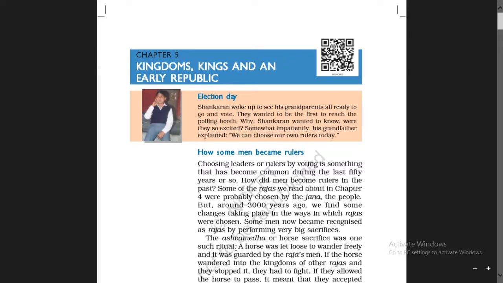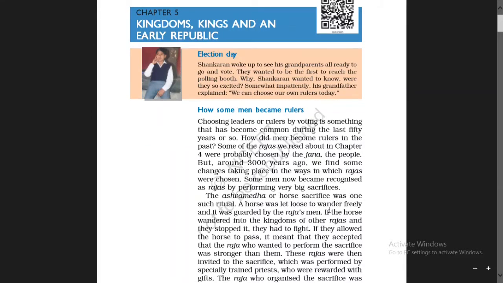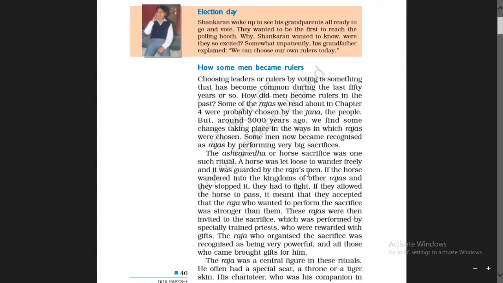In this Ashwamedha, one horse is needed. Here you will learn how it happened. This Ashwamedha or horse sacrifice was that type of ritual. A horse was let loose to wander freely, and it was guarded by the raja's men. Some subjects of the king used to guard it by following behind the horse.